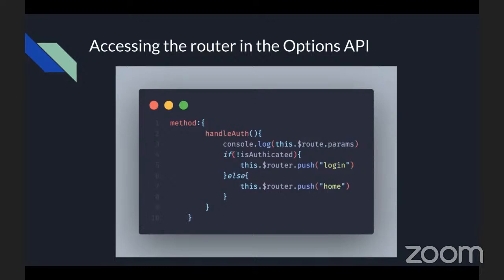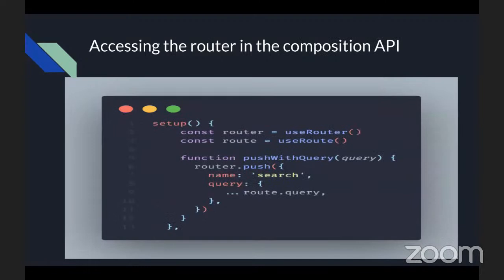Yeah, so that is the first thing you have to know about accessing the router in the options API. But when you move into the composition API, the composition API provides reusable functions, things we call hooks, that allow us to have access to the router instead of injecting it or putting it directly on the Vue.js instance or accessing it from the Vue.js this. Inside the setup function, you don't have access to this. So for you to access the router, you have to use the hooks.